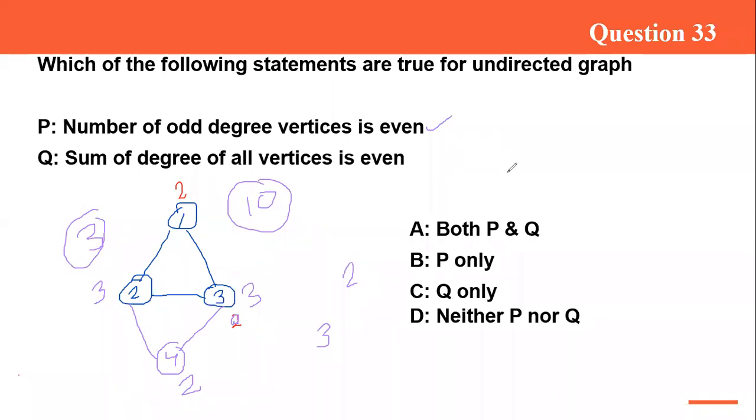Whatever you consider, for an undirected graph, the sum of the degrees is always even. Take any graph. For example, I'll take just a graph like this. What is the degree of this? Here it is 2. Here it is 1. Here it is 1. So what is the total? 4. Is it even? Yes. Odd number of vertices or even number of vertices, still the sum is always even. So that means this is also true.